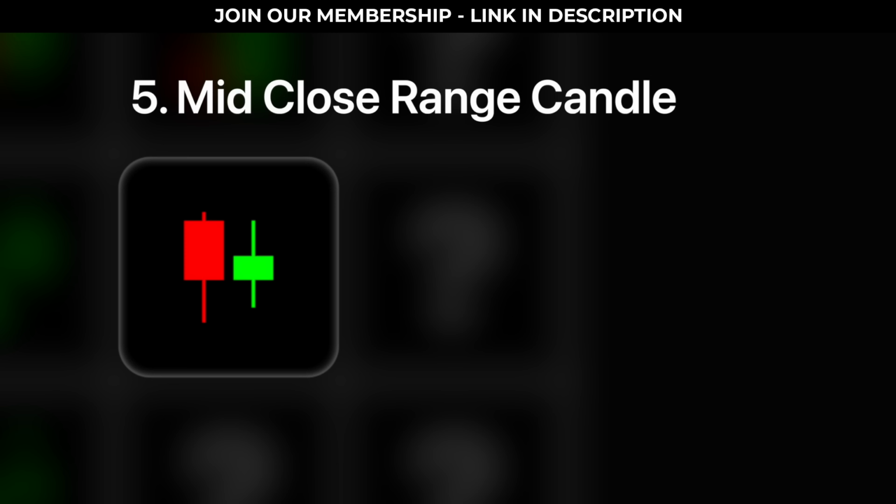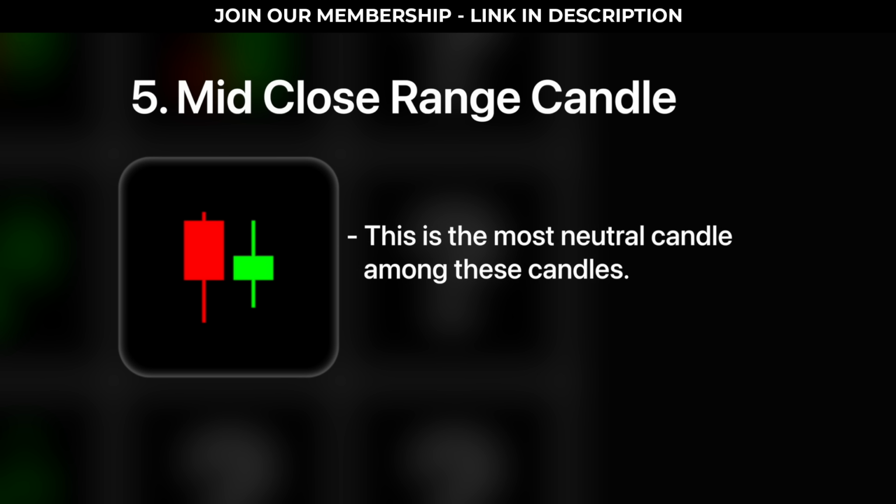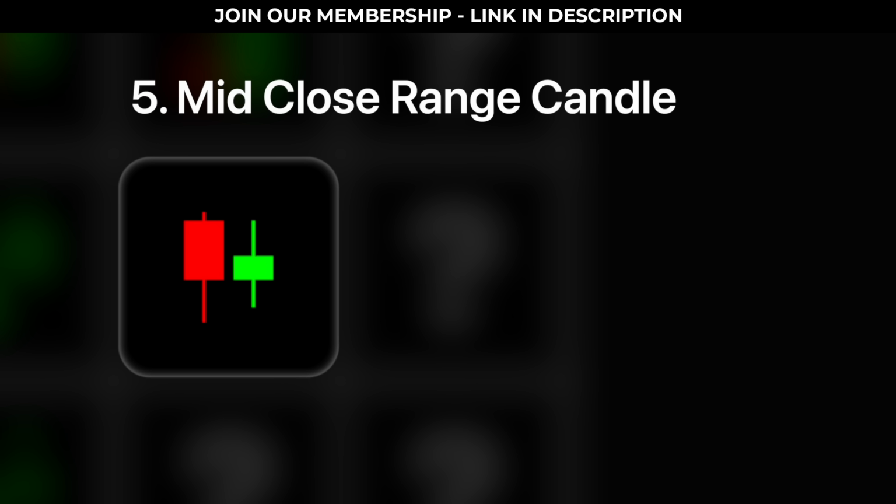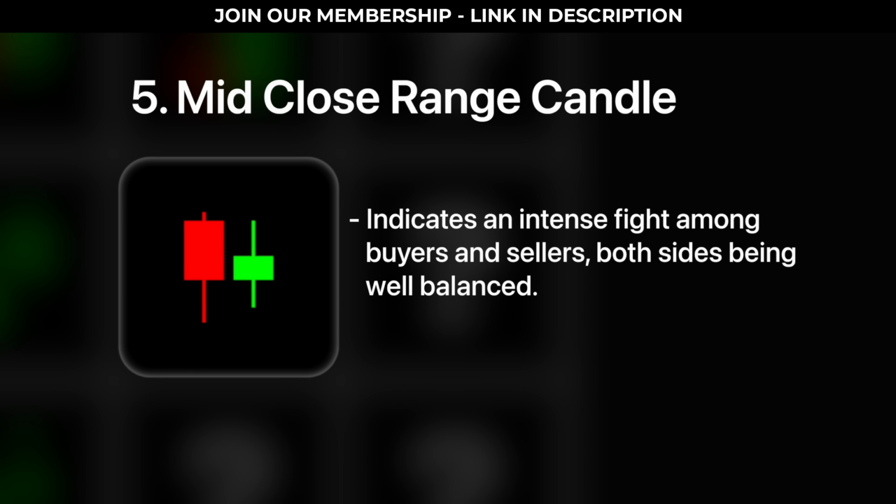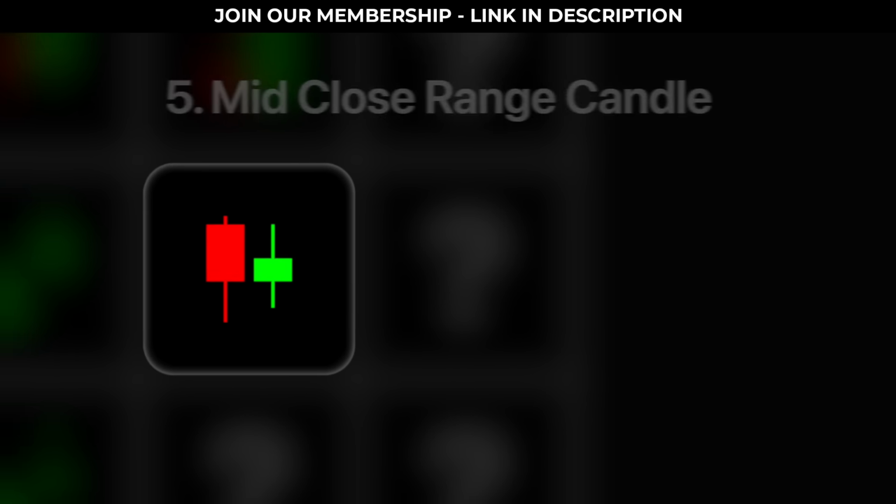Number 5. Mid-close range candle. This is the most neutral candlestick among these patterns. This pattern can be identified by a candle that closes inside the previous candle range and in the middle third of its current range. It indicates that there is an intense fight between buyers and sellers. Both sides are well balanced as the price closes near the midpoint of the range.